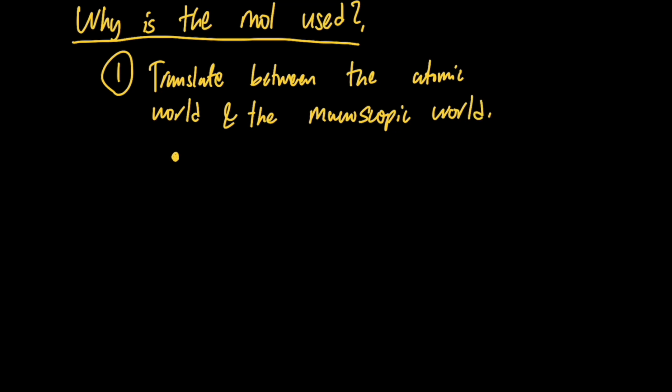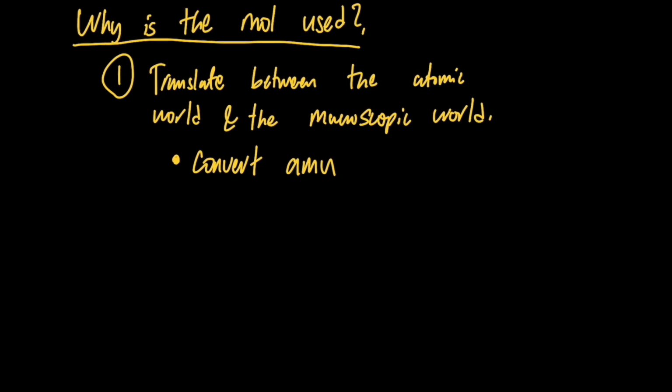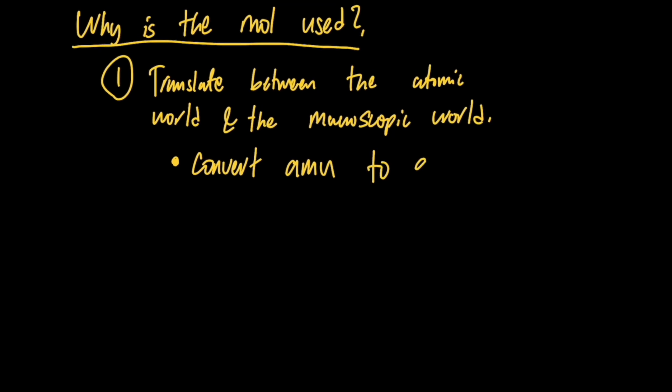And so this is mainly done from converting AMUs, or atomic mass units, which weigh essentially atoms and molecules, to grams. Or converting grams to AMU. The second main use is to count large amounts of atoms.